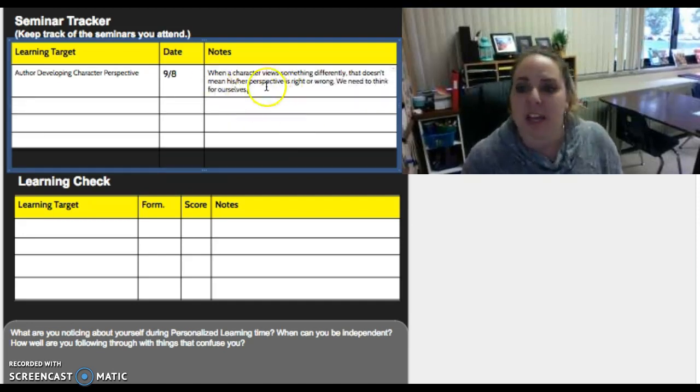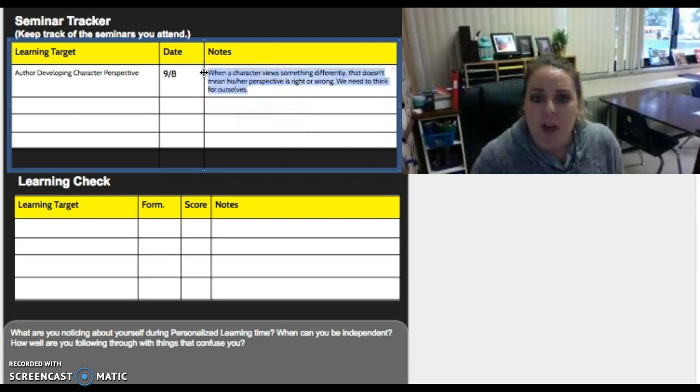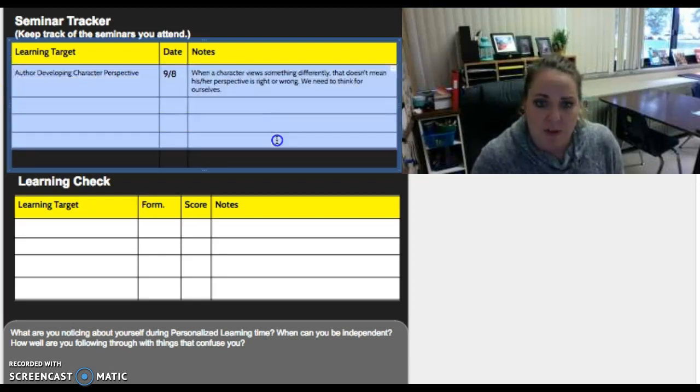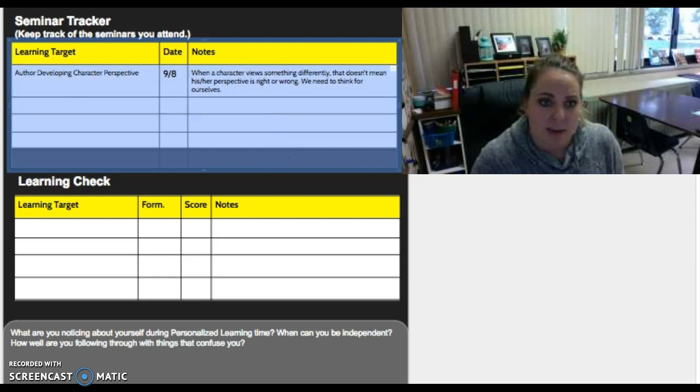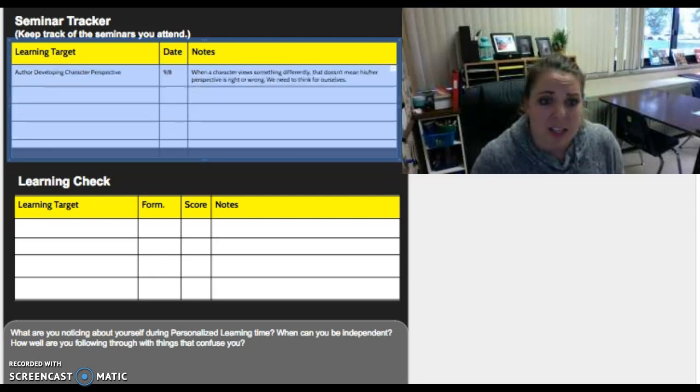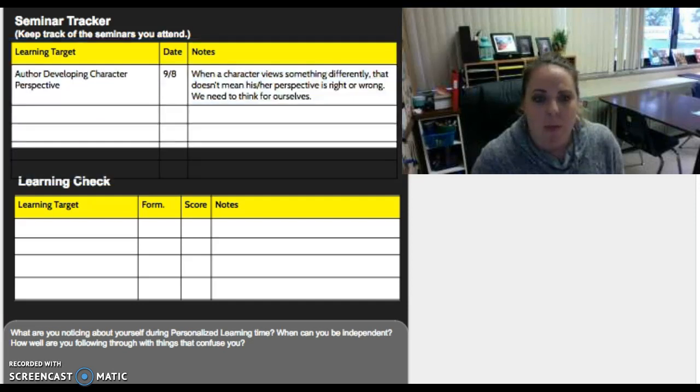Just some little tidbit of information that you feel like was helpful to you or helped you understand the learning target better. That's what you write in there, all right? You can make these boxes different sizes if you'd like. And then if you attend another seminar, you do the same thing. You just keep filling out notes and keeping track of your learning, because otherwise we forget, okay?